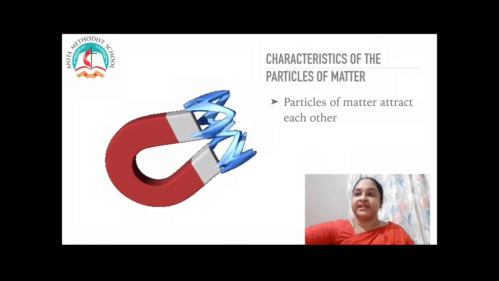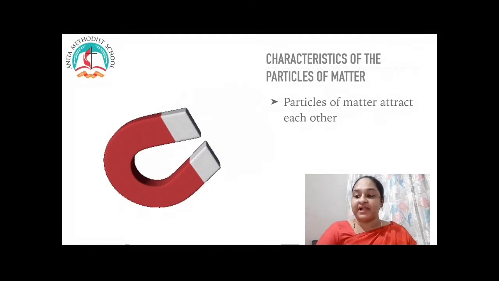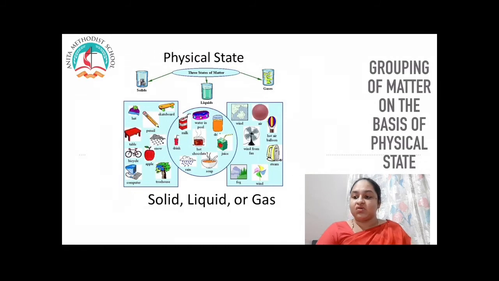Then finally we are going to talk about the grouping of matter on the basis of physical state. So we already know this grouping, no? Solids, liquids and gases. So matter can be grouped into solids, liquids and gases based on their characteristics. These are called the physical states of matter.